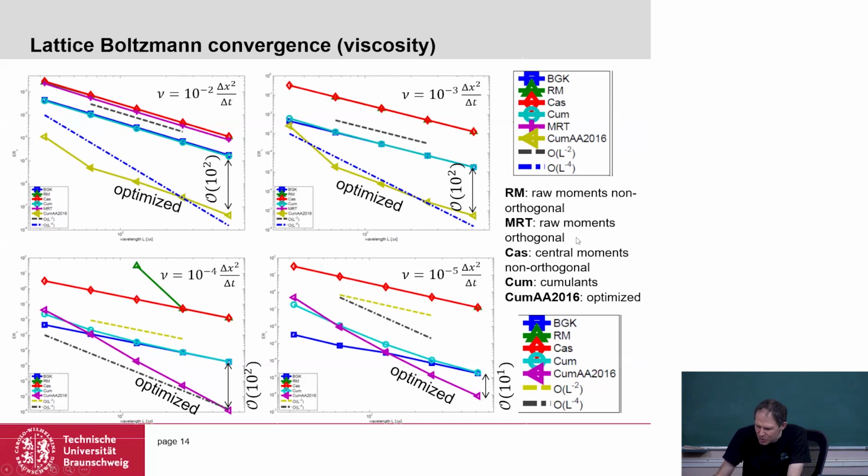So cascaded is central moments, cumulant is cumulant, and then there's the cumulant without optimization and the cumulant with optimization. And you see errors, at high enough resolutions, can be two orders of magnitude smaller than in the original BGK and all the other methods.